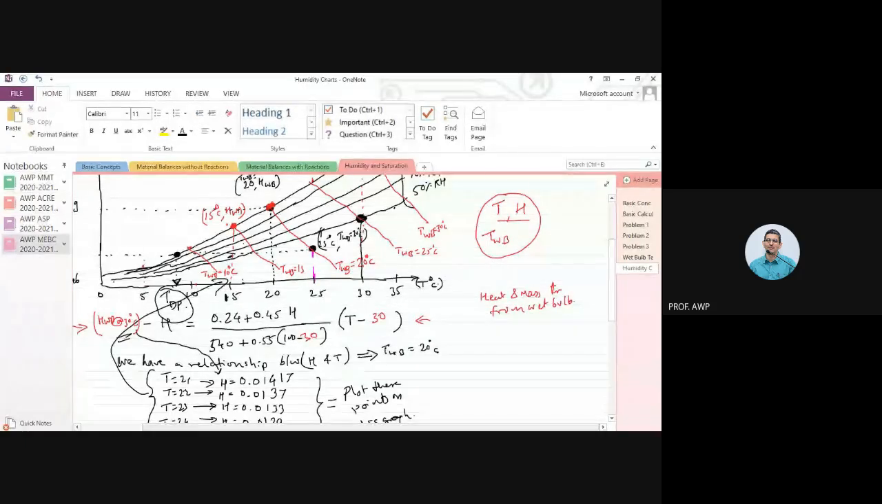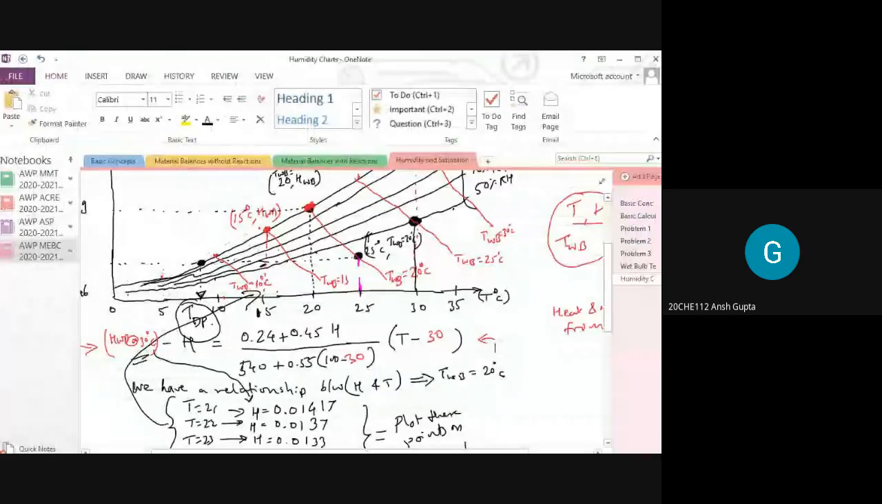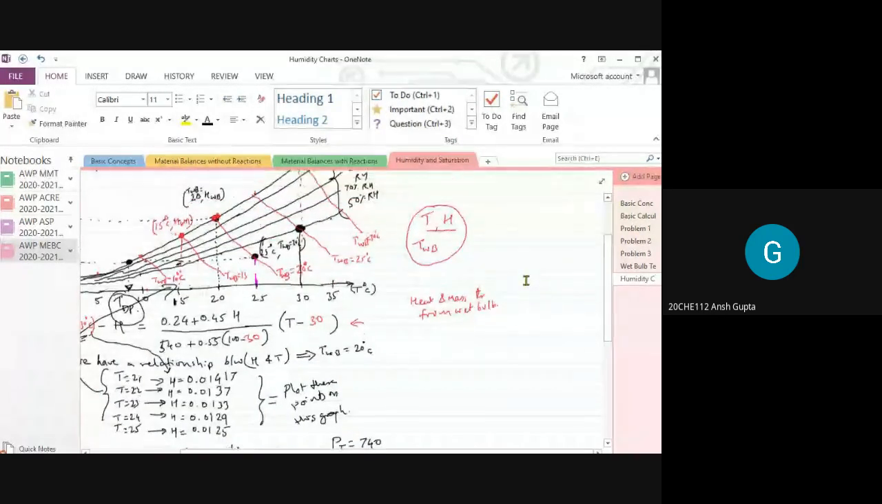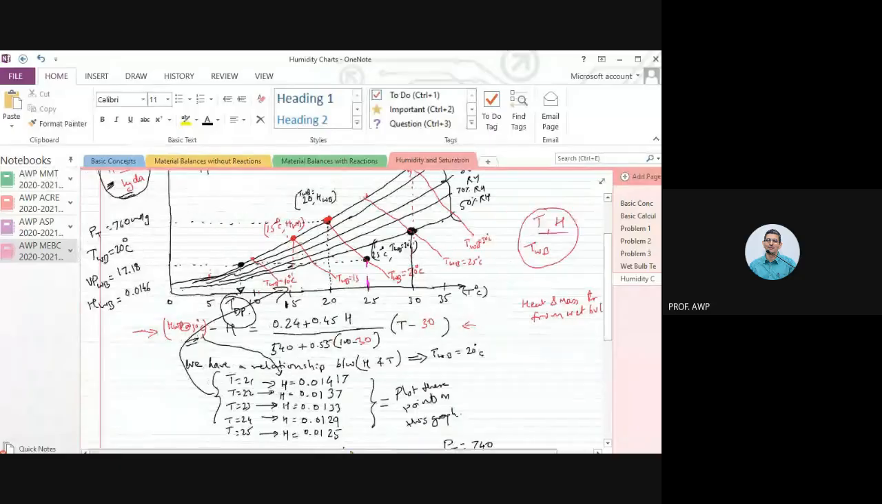Is that okay? Yes, sir. Got it. And have you seen humidity charts, Ansh? Yes, sir. I've seen some charts, and I even saw a program in MATLAB. Okay, that's nice. You can do that. And anyway, I showed you these charts last time. We will start doing some calculations based on these charts now.